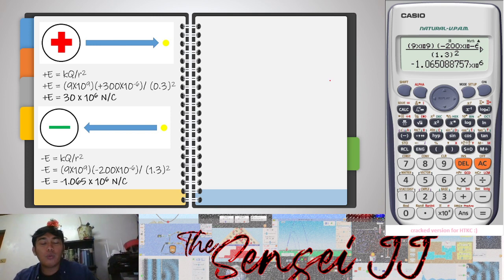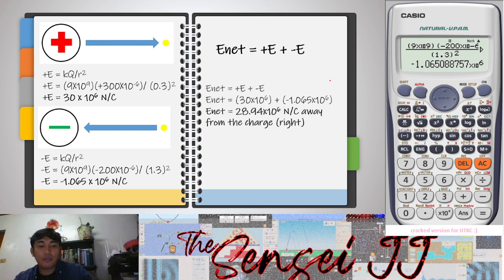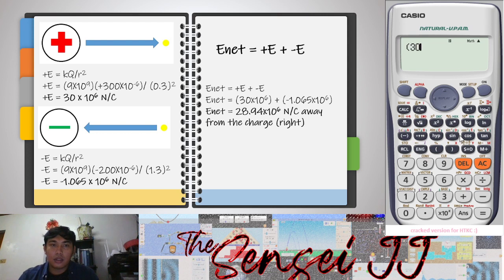Okay, so what will happen next, sir? We will be using our E net, which is positive E plus negative E. So if it is positive E and negative E, we will be doing this. We will be having 30 times 10 raised to negative 6 plus negative 1.065 times 10 raised to negative 6. We have here 29 or 28.94 times 10 raised to negative 6.